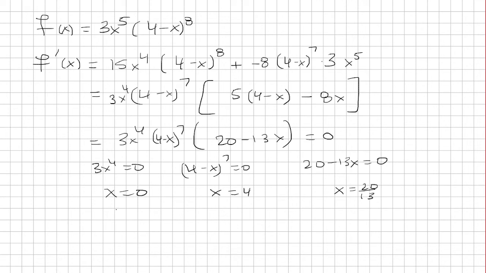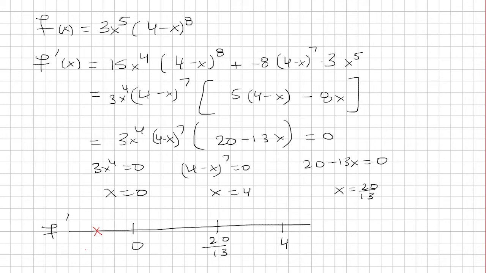Now let's determine if f of x has a relative maximum, minimum, or neither at each of the critical points. So for that, we're going to use the number line. So we have 0, and then 20 over 13, and 4. So let's test these different regions. The good thing is that 3x to the fourth is always positive, but these two could be negative.